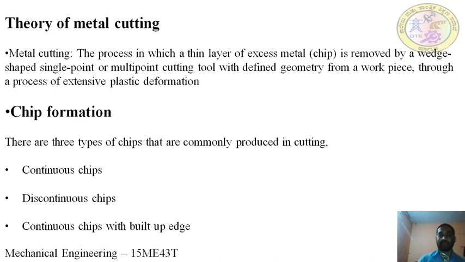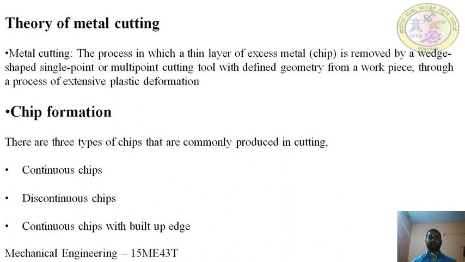You can see that it has a cylindrical shape, and along the periphery of the cylinder it has a number of cutting edges. So the material will be removed at a time when more than one cutting edge is in action. That is called a multi-point cutting edge. So what will happen when there is contact between the tool and the workpiece?